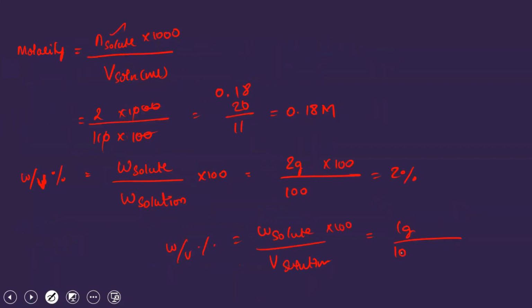So now what do I get? 100. Is that clear? Into numerator a 100. What is the answer you get? 1%. For molarity, show that first question. What is the mistake? It is written here above.